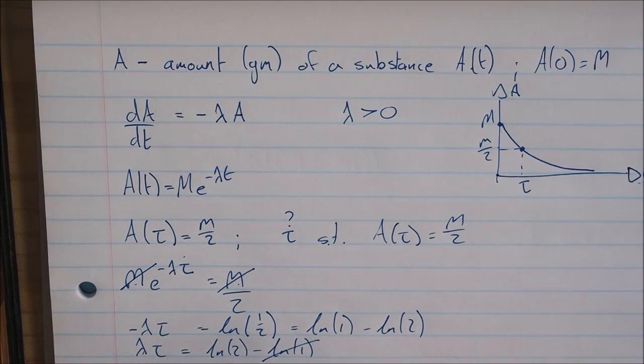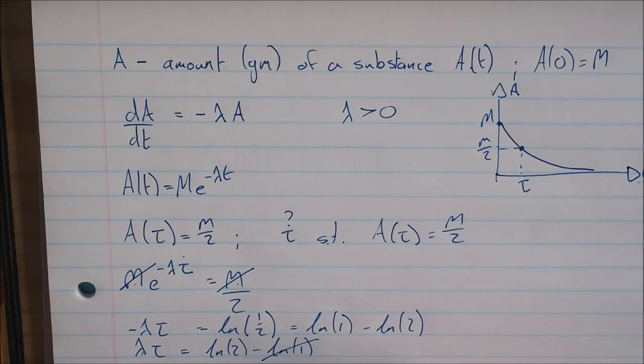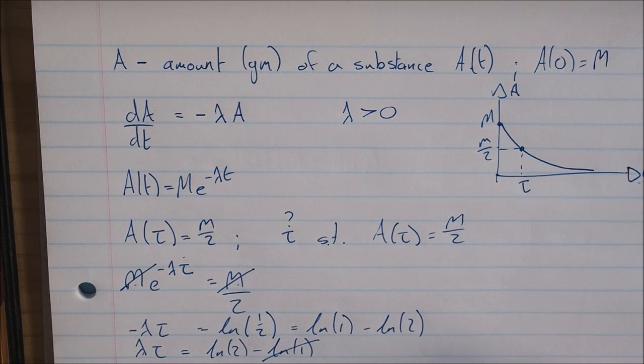That's how long it'll take to get from mass m to mass m over 2. And then the half-life is going to be the solution: lambda is equal to ln 2 on tau. Sorry. Yes, that's right.